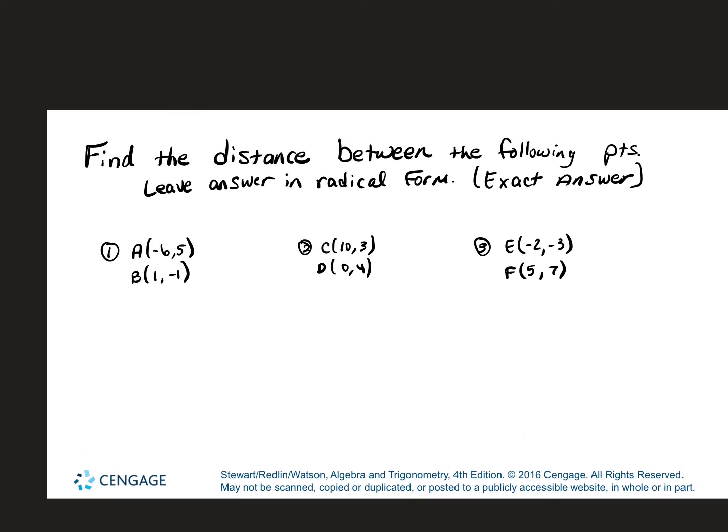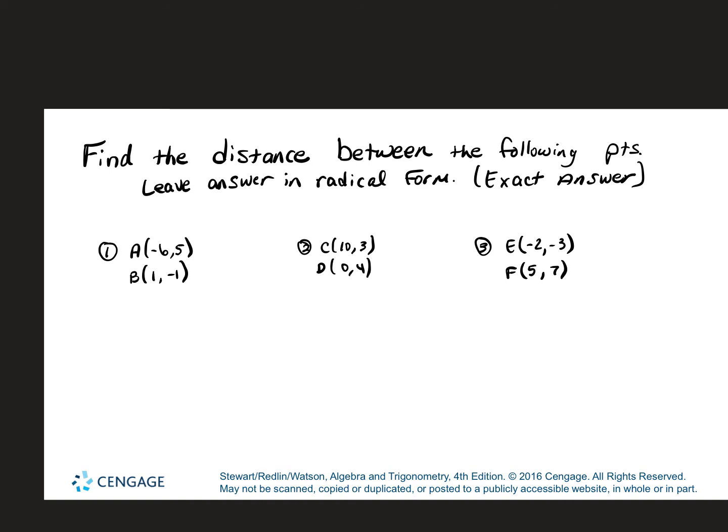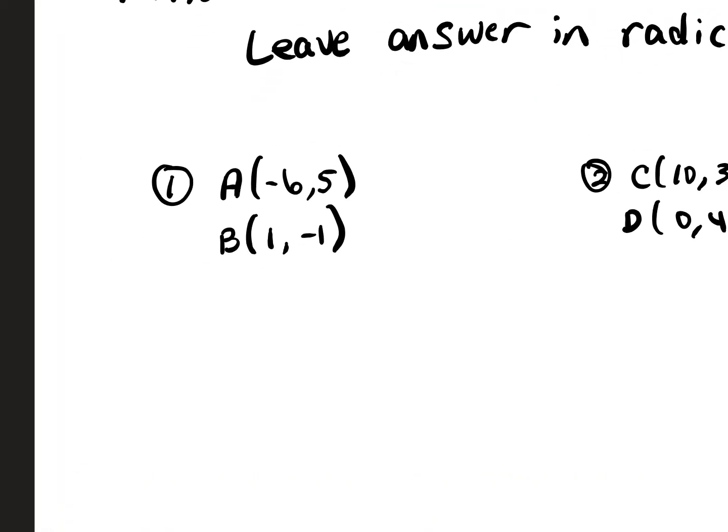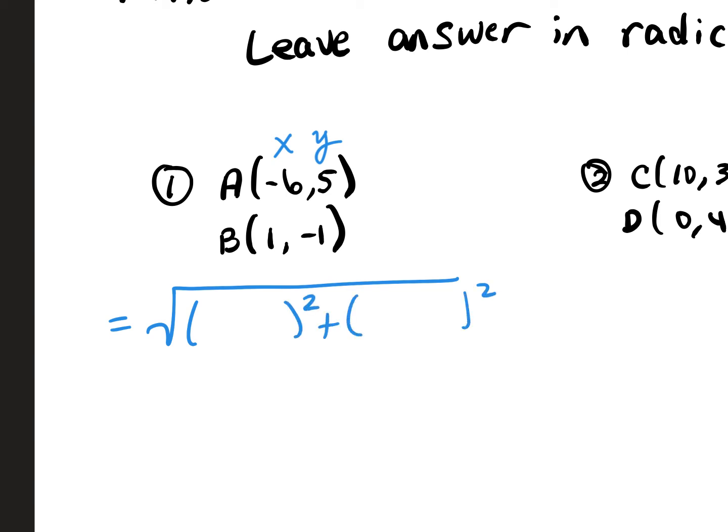Find the distance between the following points. Leave your answer in radical form. That means no decimals and break it down. So here's my x's, here's my y's. Let's get our distance formula set up. I have my two parentheses that are joined by a plus sign and they're squared. And my minus sign goes in the middle. So my x's, -6 and 1. Doesn't matter where you put them. Just put them together. So I have -6 and 1. And then my y's are -1 and 5. If you switch the order, that's fine. Just make sure you pay attention to signs.